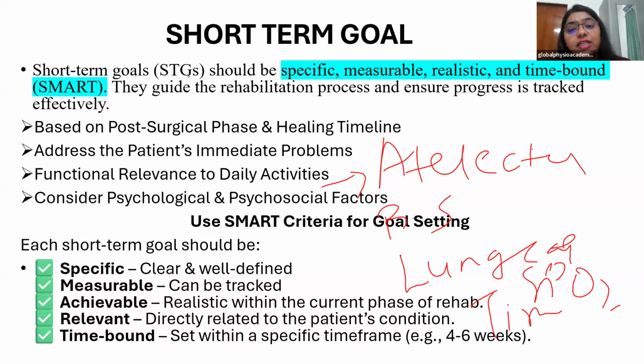So complication prevention, atelectasis, I will prevent it by improving the patient's lung capacity, measuring with the SpO2, by providing ambulation as well as inspiratory exercise with breath hold in 1 to 2 weeks. Basically, short-term goal is up to 2 to 4 weeks. Or if it is more like 4 to 6 weeks, 6 weeks and beyond, we are not working with the short-term goal. Clear?